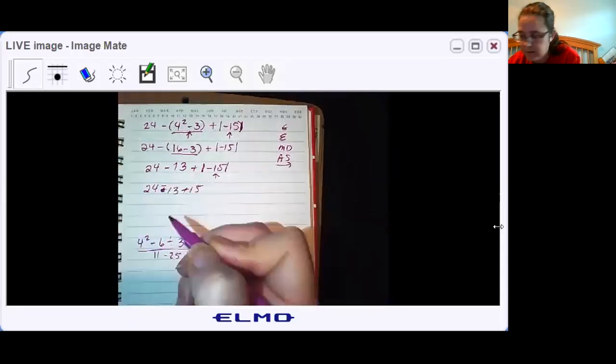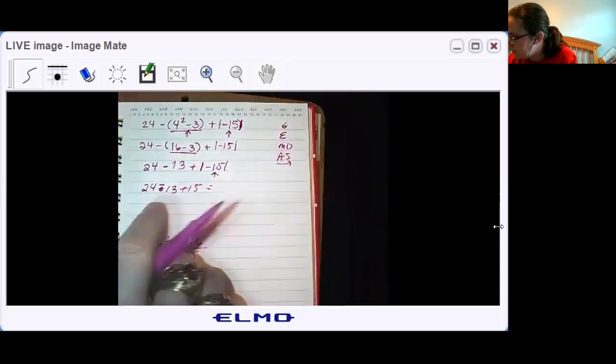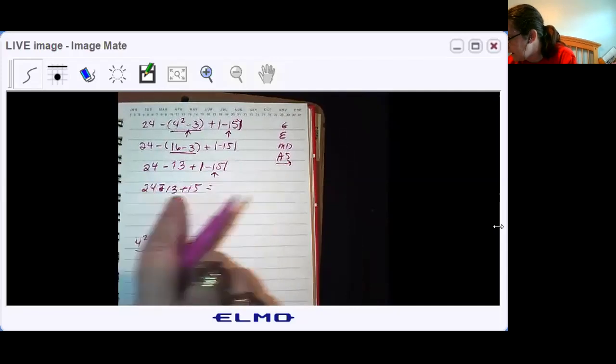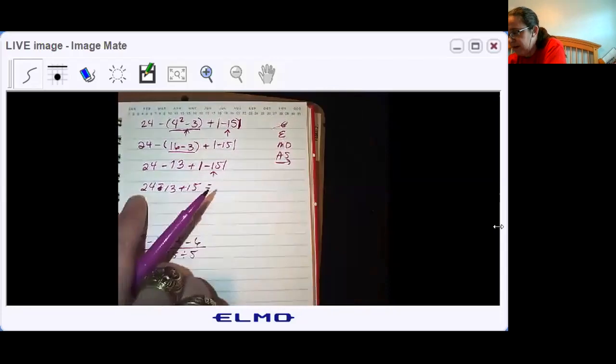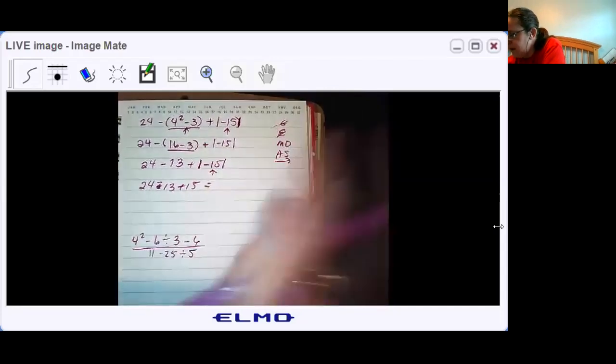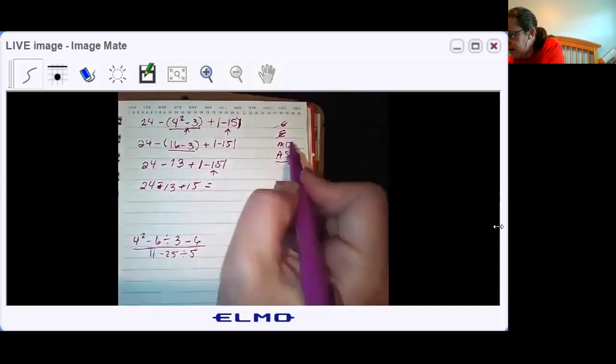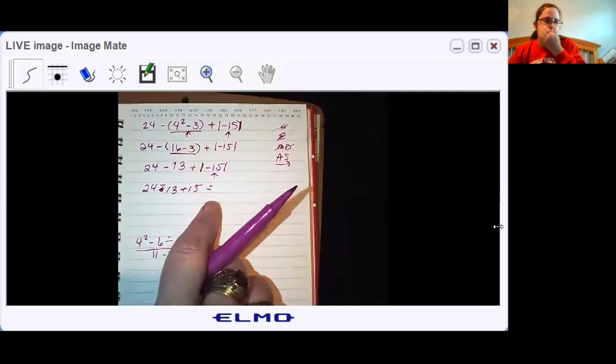Make sure I copy everything right. So now let's look. I've gotten rid of my groupings. Don't have any exponents here. Don't have any multiplying and dividing, so all I have to do is add and subtract.